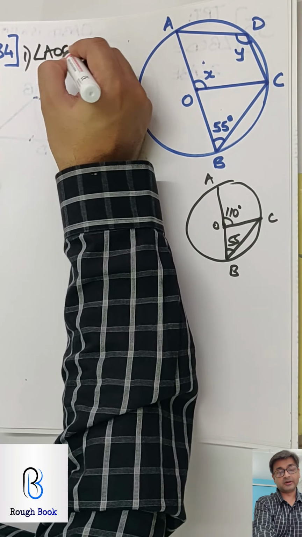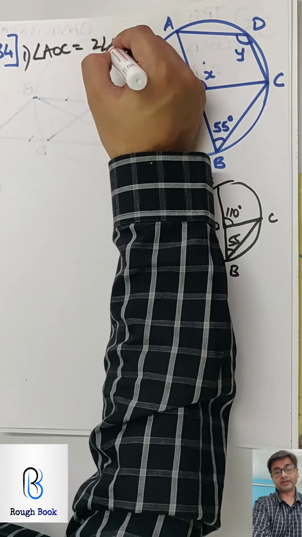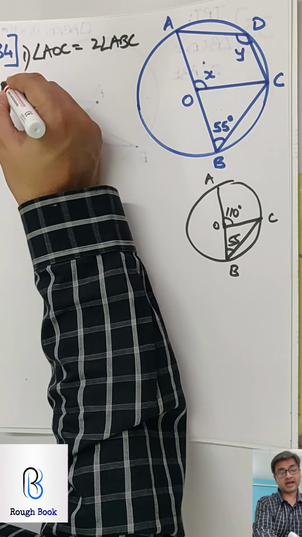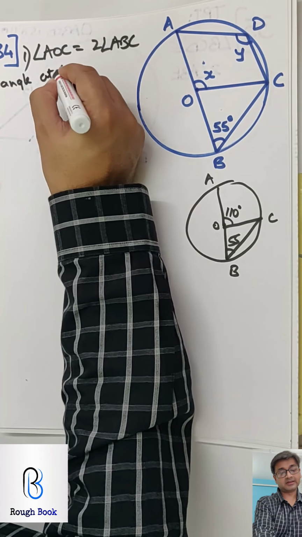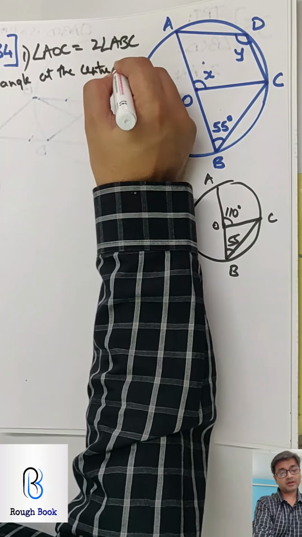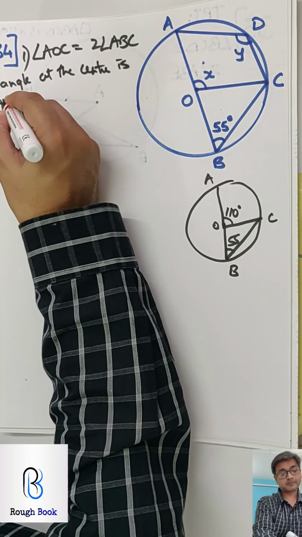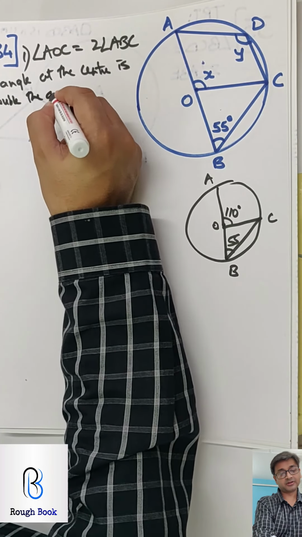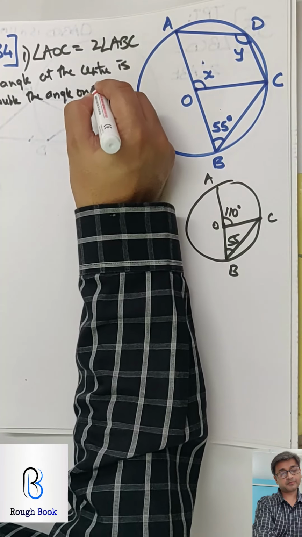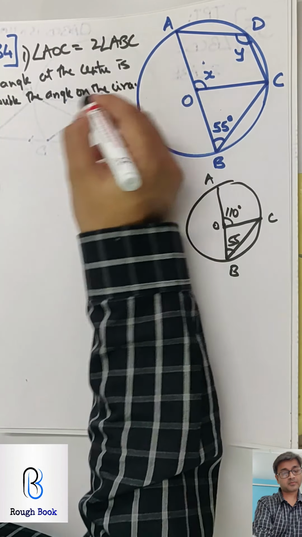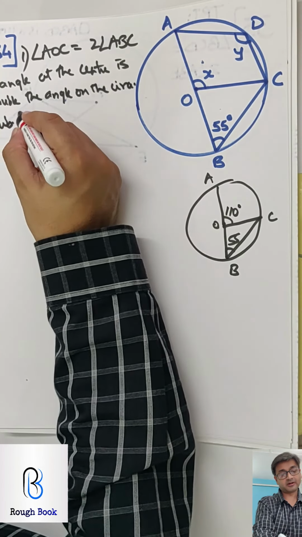So number 1, AOC double of ABC. Reason: angle at the center is double the angle on the circumference subtended by same arc.